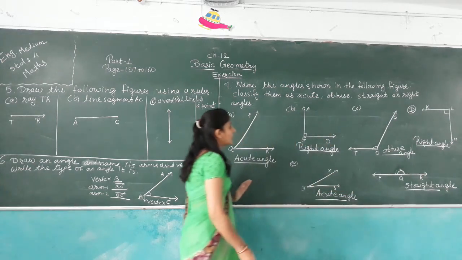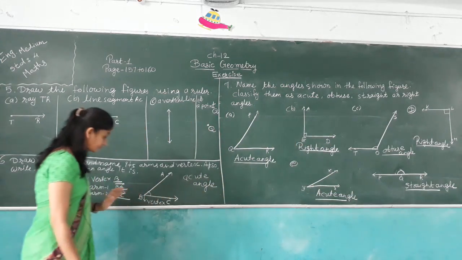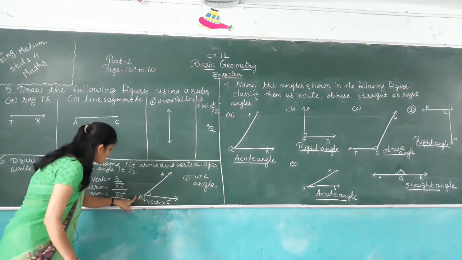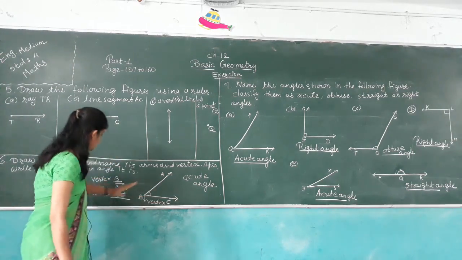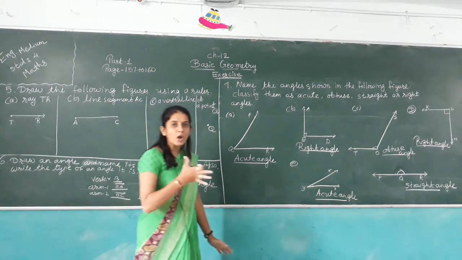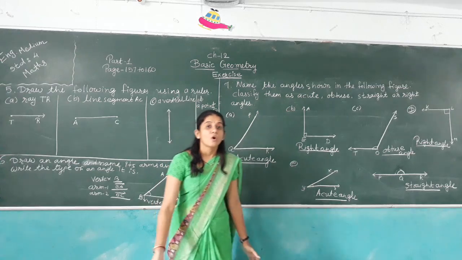So let me repeat once more: vertex B, arms BA and BC, this angle is called an acute angle. All students, copy this whole exercise from the board into your notebook.